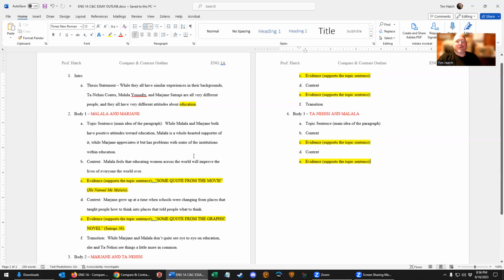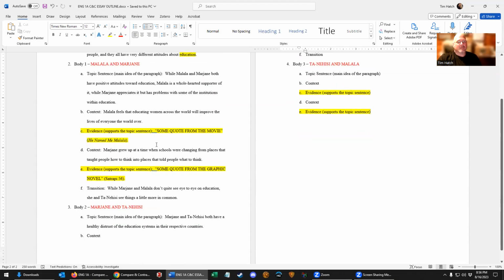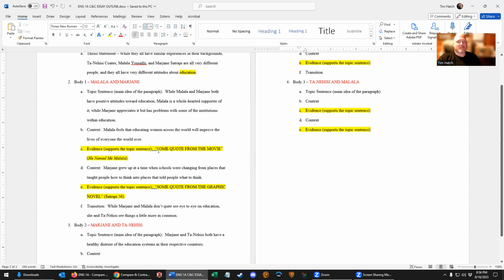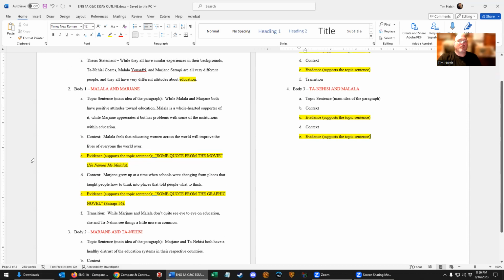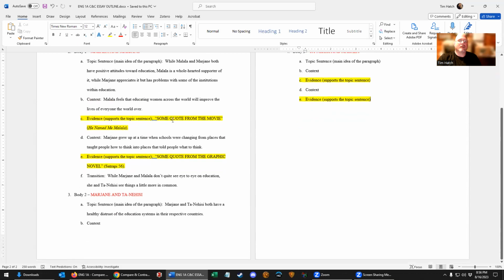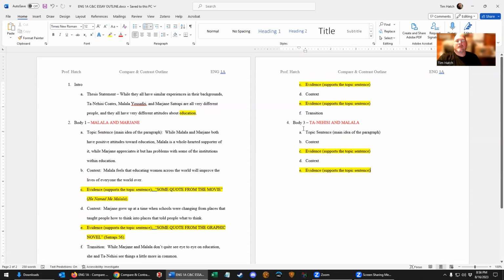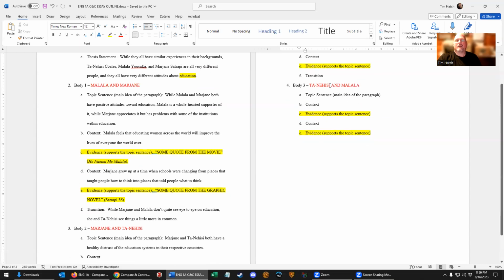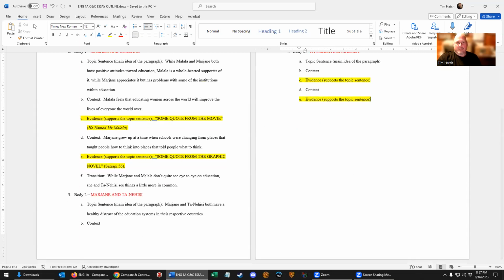Anyway, each body paragraph needs two pieces of evidence, and it has to be evidence in support of each of the people you're talking about. So in body paragraph 1, you're talking about Malala and Marjan. So you're going to be quoting from the Malala documentary and the Marjan graphic novel, Persepolis. In body paragraph 2, you're talking about Marjan and Ta-Nehisi Coates. So you're going to have evidence from the graphic novel and from Coates' autobiography. And then finally, we're talking about Ta-Nehisi and Malala. So again, you're going to be quoting from Ta-Nehisi's autobiography and from the documentary about Malala. Hopefully that all makes sense.